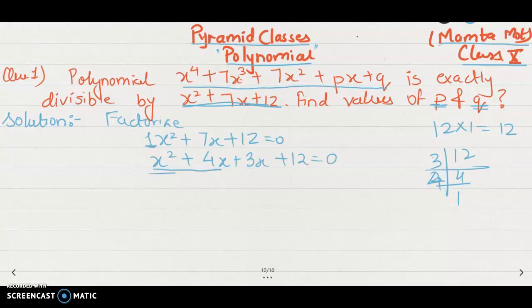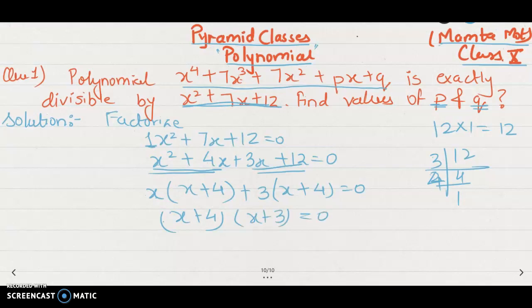In these two terms, x square and 4x, we are taking out x common. If x is out, what is remaining here? x plus 4. From the other two terms, I am going to take out 3 as common factor. If 3 is out, there is x, and 12 can be written as 4 into 3, so what is remaining here? 4. Therefore we get x plus 4 once and x plus 3 is equal to 0.